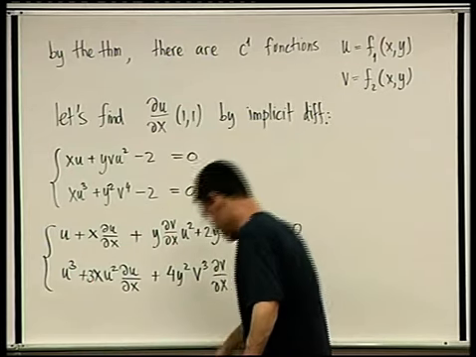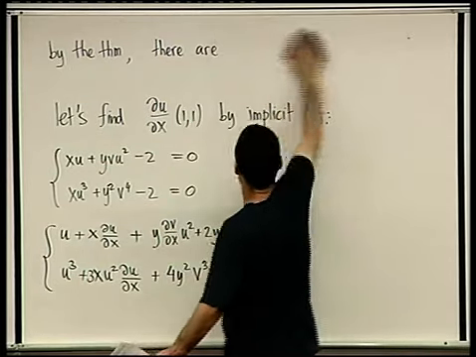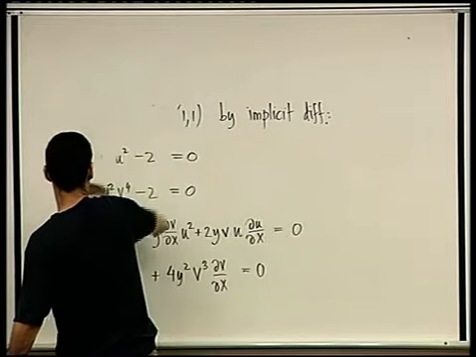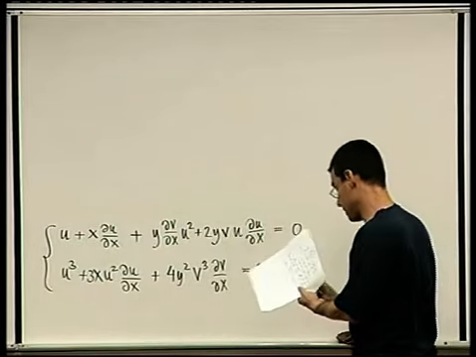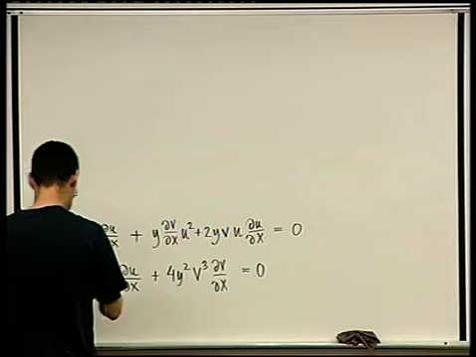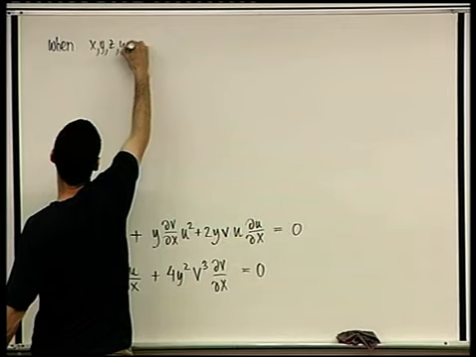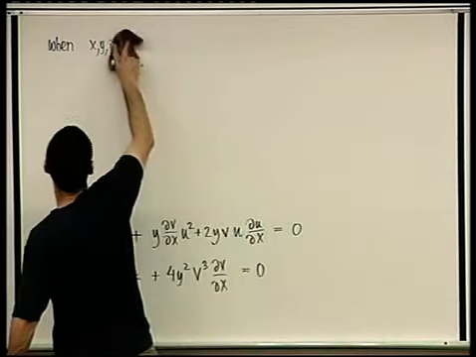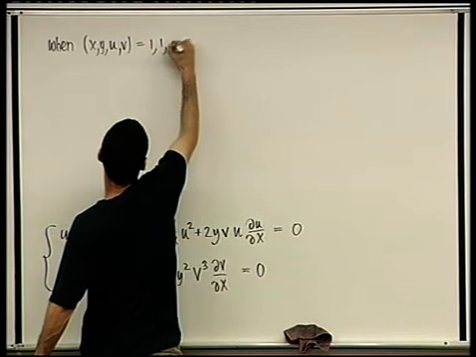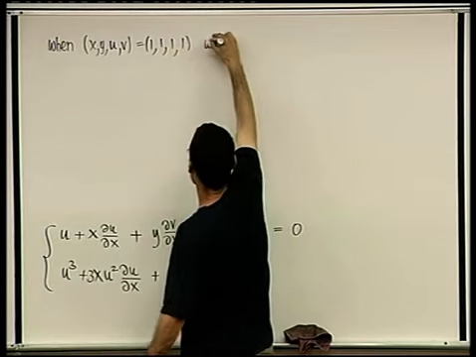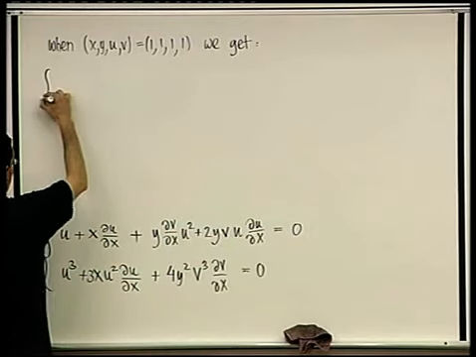I need this. So I'm going to erase the top part and continue on the same board. Usually not a good idea, but otherwise I'd have to copy this. So when x, y, u, v equals 1, 1, 1, 1, we get, I'm going to plug everything into here. So what do I get?